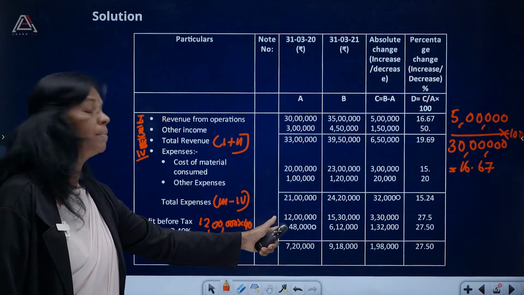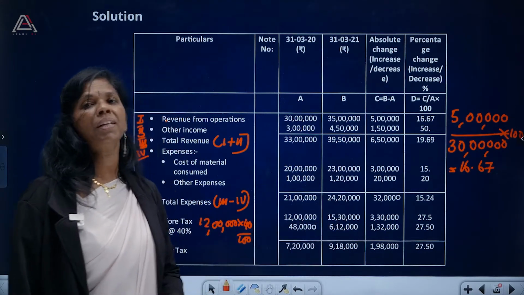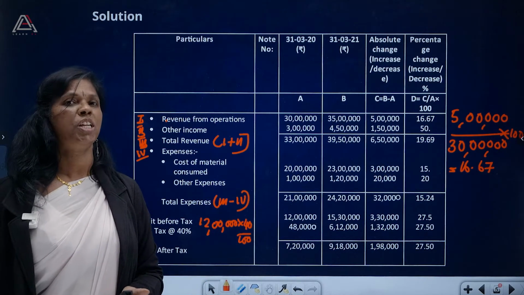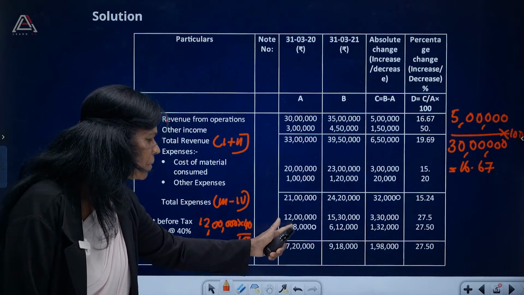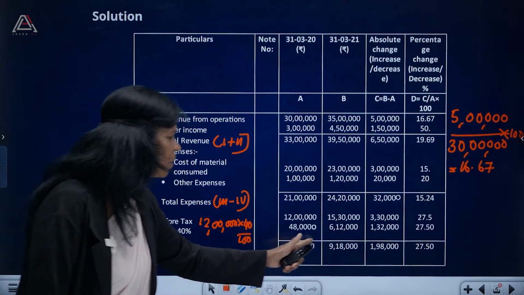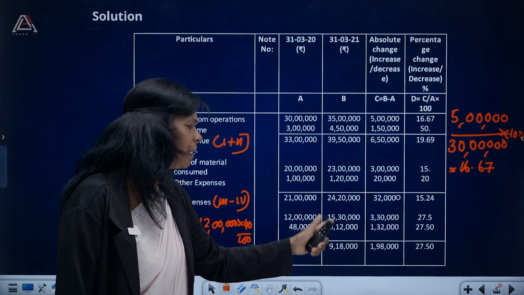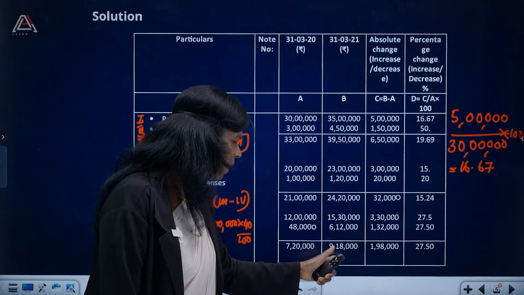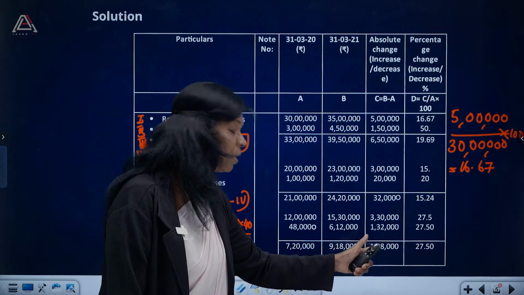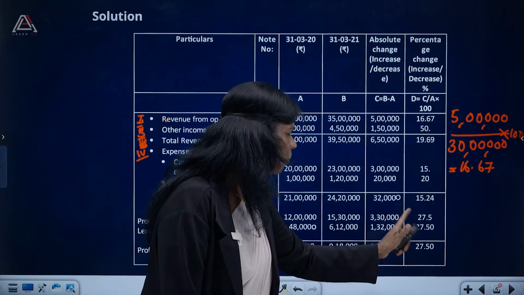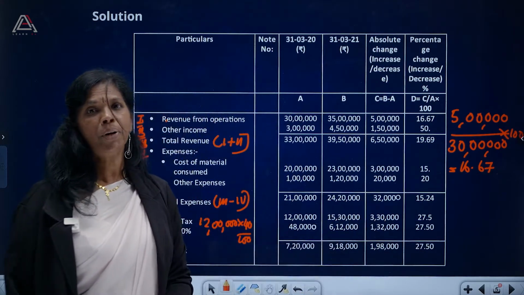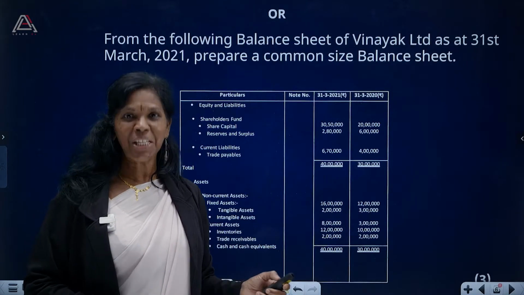Then we have to minus this one. We will get profit after tax. This is the way we have to prepare comparative income statement. Have you understood? Then from 12 lakh we have to minus 4 lakh 80,000, we got it 7 lakh 20,000. Here 15 lakh 30,000 we have to minus 6 lakh 12,000, we got it 9 lakh 18,000. Here 3 lakh 30,000 we have to minus 1 lakh 32,000, 1 lakh 98,000. Here also we have to find out this column divided by this into 100. Okay, then next question. Okay, shall we do next problem?